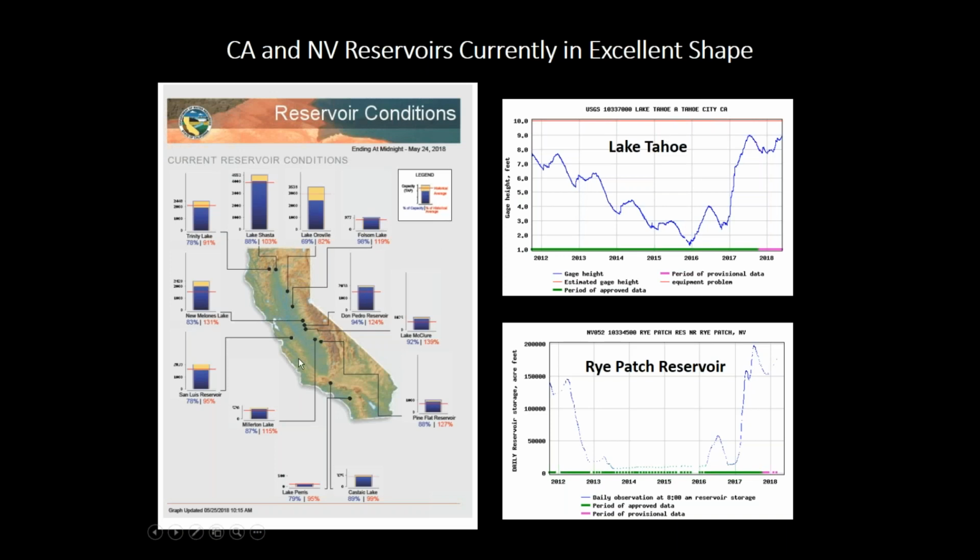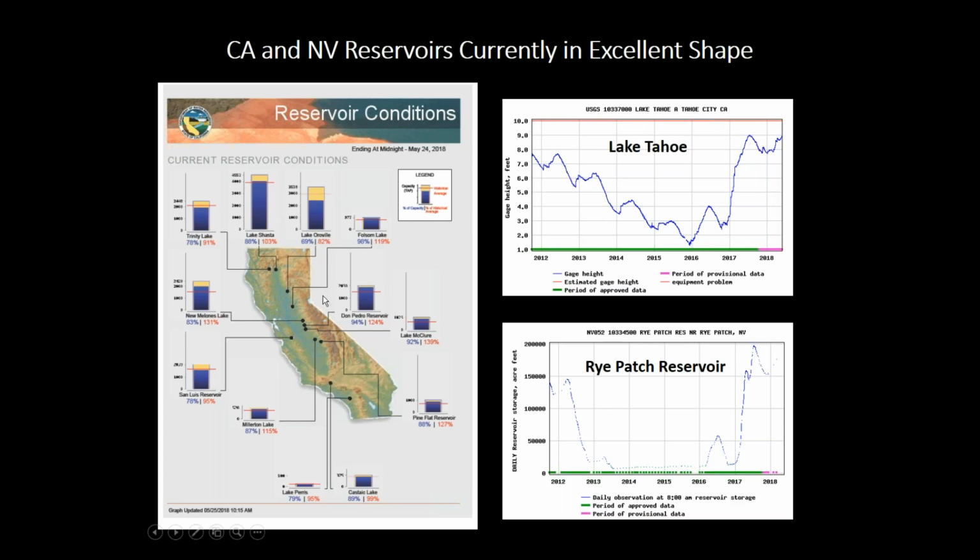And so on the left, we have the current California reservoir conditions as of May 24th, and the time series of the Lake Tahoe elevation and Rye Patch Reservoir elevation on the right. So overall, the reservoirs are actually in very good shape. A lot of this is due to the carryover we had from last winter with the near record-breaking or record-breaking precipitation in parts of the Sierra. And even in the south, in California, the reservoirs are in pretty good shape.